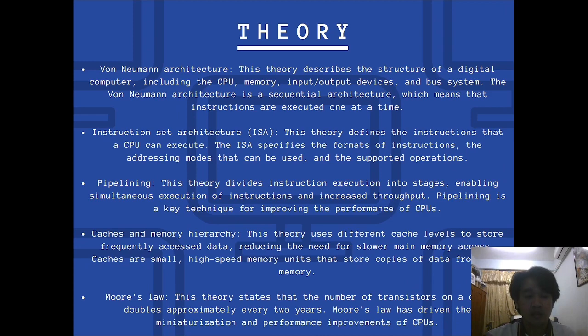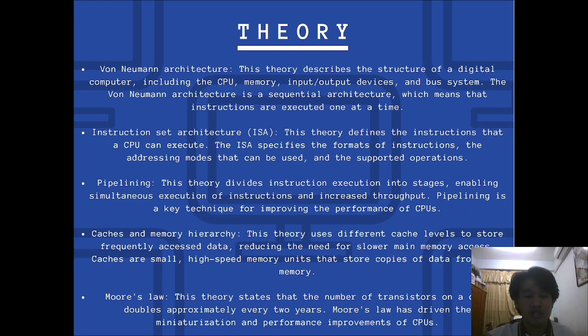Pipelining. This theory divides instruction execution into stages, enabling simultaneous execution of instructions and increased throughput. Pipelining is a key technique for improving the performance of the CPU.